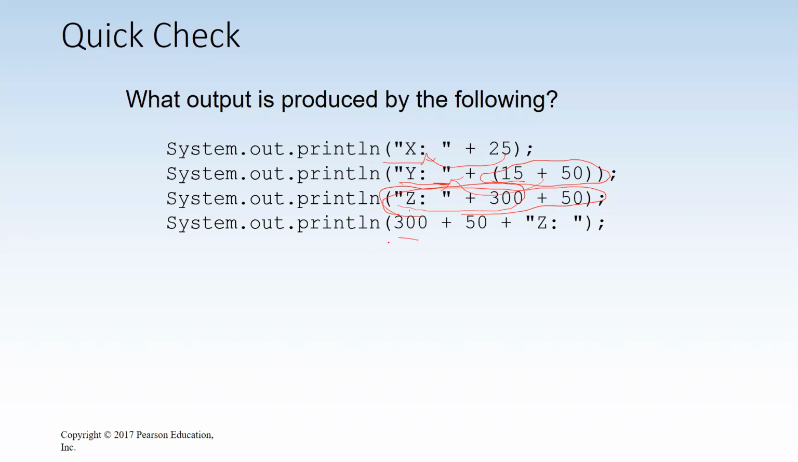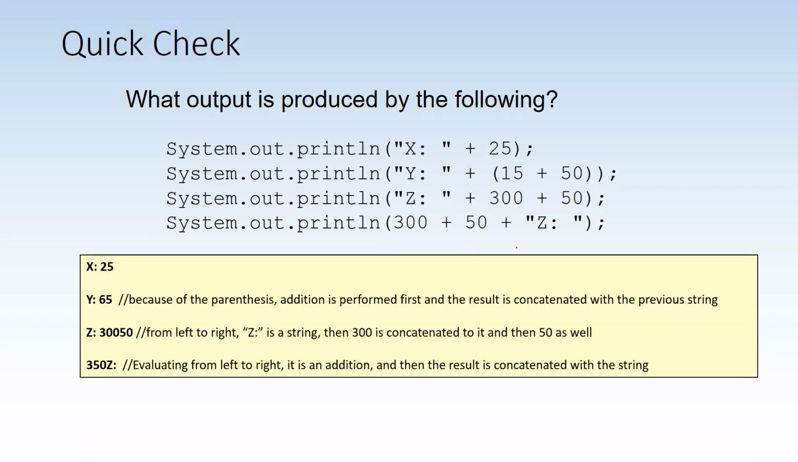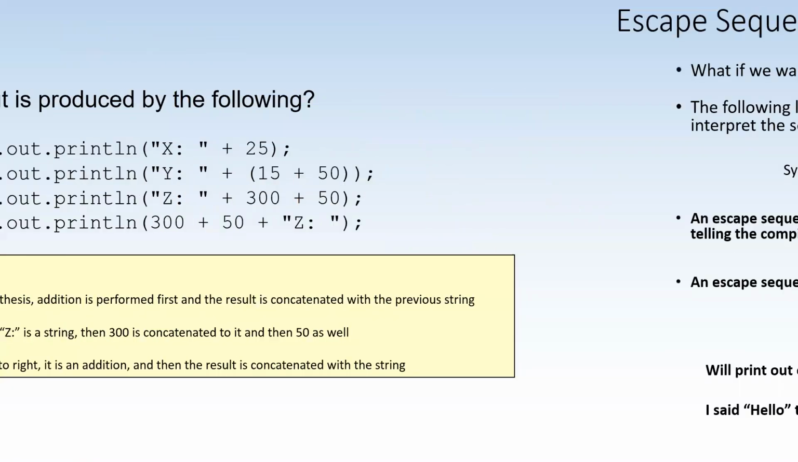And this one, okay, I deliberately put this here so that you understand it. So what do we do first? From left to right, right? Add 350. So we will do this first, 350, yes. From left to right, we do this first. And that's a 350 plus a string. So 350Z, okay? That's the answer there. You already have the answer.